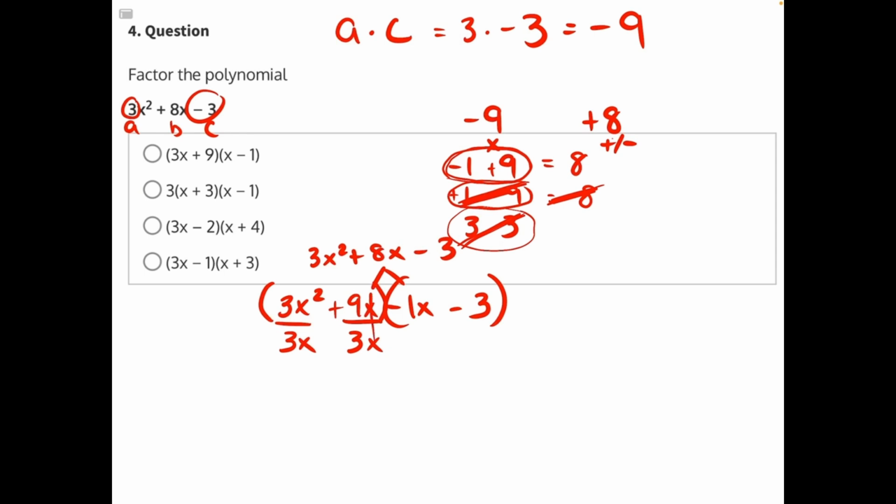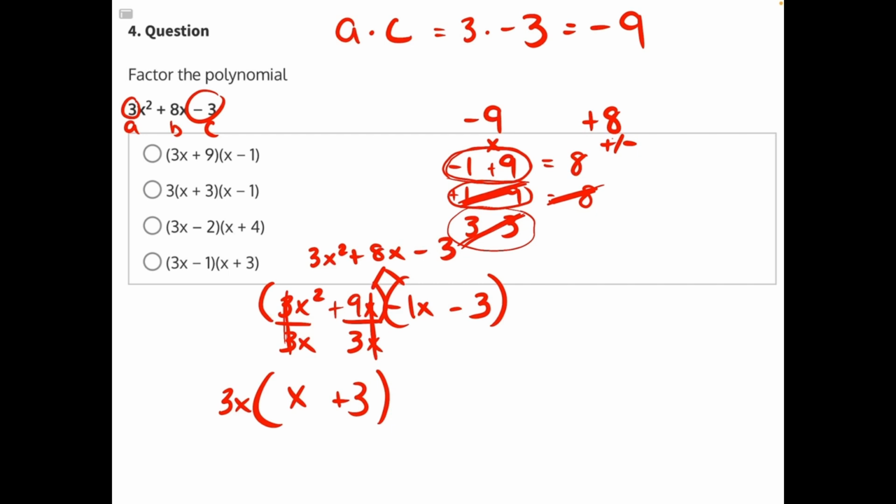Here, the two x's would cancel. We pulled a 3x out, and so we would have 9 divided by 3, which would give us 3 positive. And then these 3's would cancel. X squared divided by x would just give us x. So we have 3x times x plus 3.